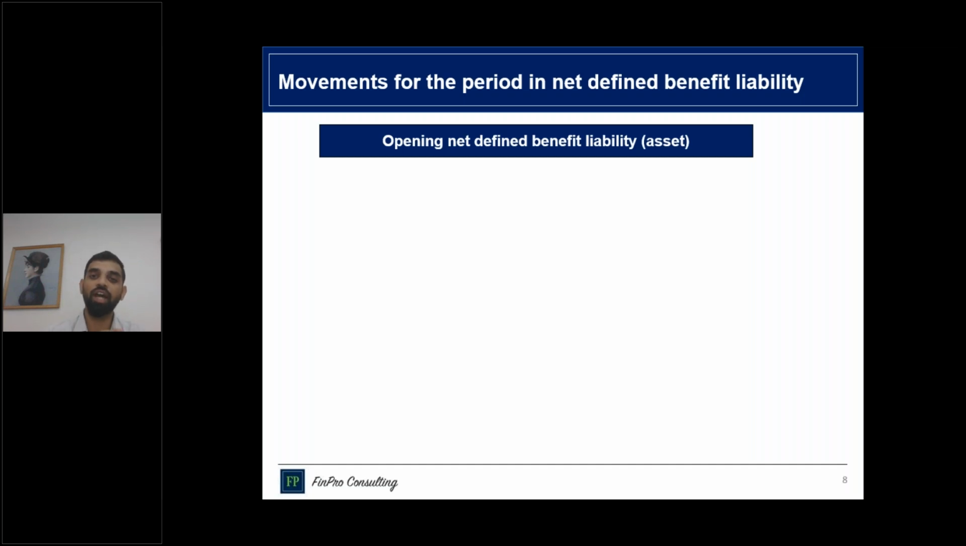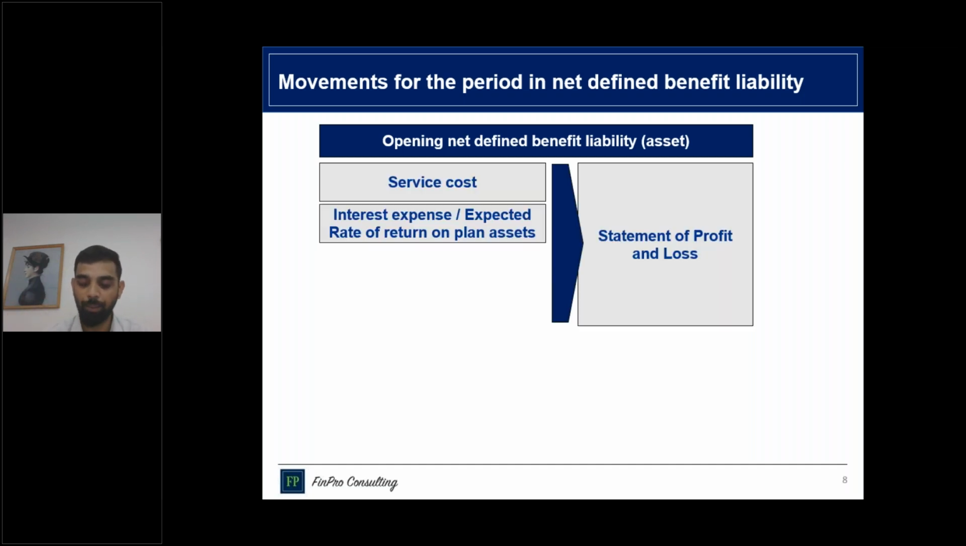What are the different actuarial assumptions which are used? What will happen if there are changes in the actuarial assumptions? All these tables are stated if you open any actuarial valuation report. Generally it starts with the opening balance of your net liability. Then comes the service cost and the interest expense or expected rate of return on plan assets, which is generally recognized in the statement of profit and loss as a part of your total employee benefit expenditure.